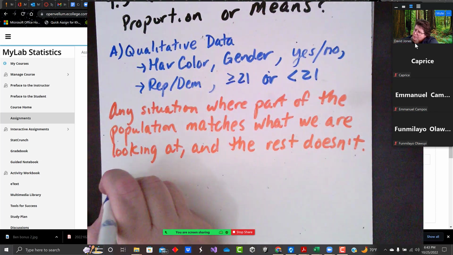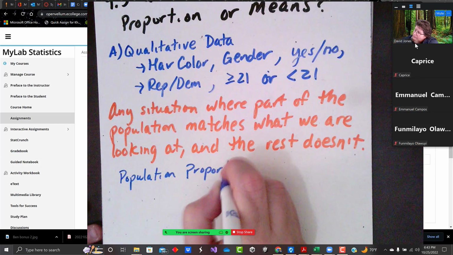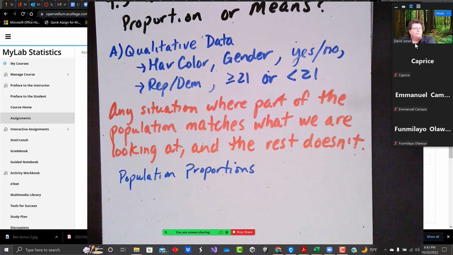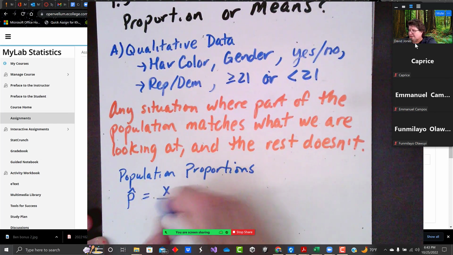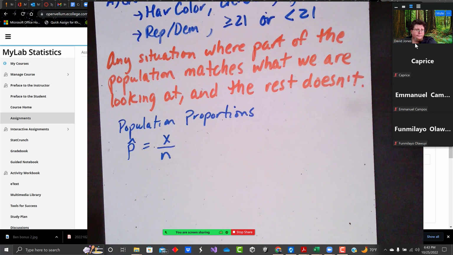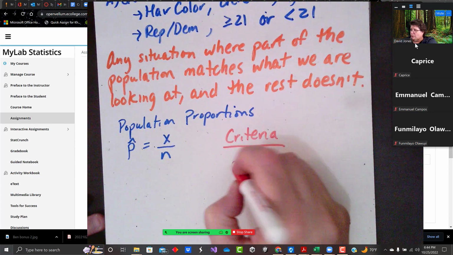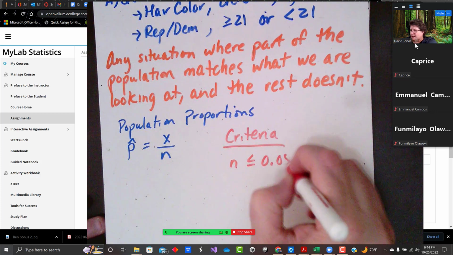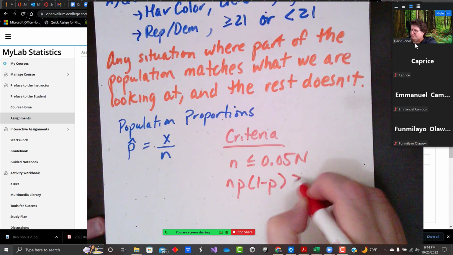So this is when we want to use population proportions. We're looking at p hat, which is x over n. The criteria we have when we have this: we want n to be less than or equal to 5% of the population, and we want n times p times 1 minus p to be greater than or equal to 10.